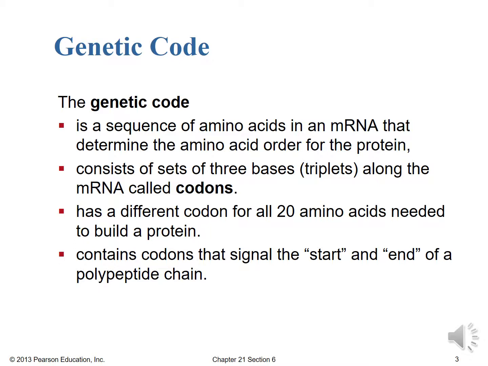Again, we talked about the idea that there are 20 common amino acids for human proteins, and luckily nature figured out how to have a different codon for each of those amino acids. It contains codons that signal the start and end of a polypeptide chain, which is just as important as the sequence, right? Being able to start and end that peptide chain correctly.